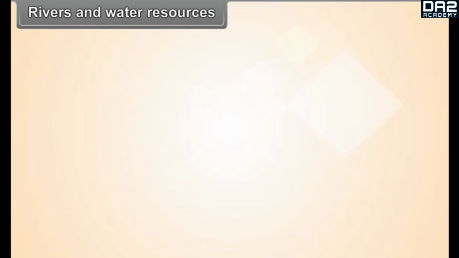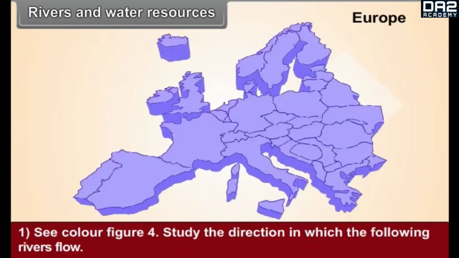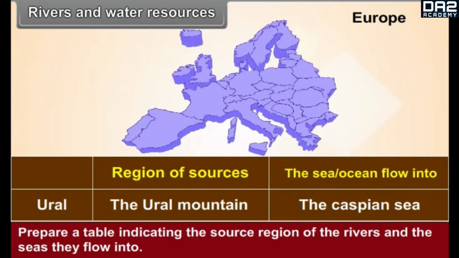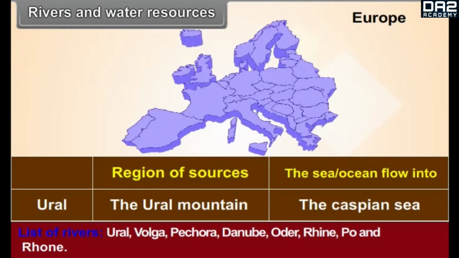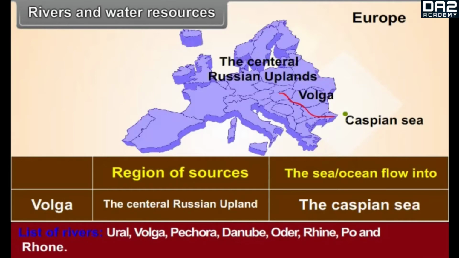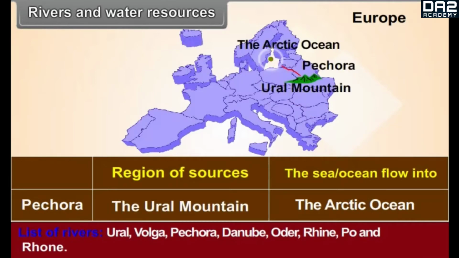Rivers and water resources. See color figure 4. Study the direction in which the following rivers flow. Prepare a table indicating the source region of the rivers and the seas they flow into. List of rivers: Ural, Volga, Pechora, Danube, Oder, Rhine, Po and Rhone.